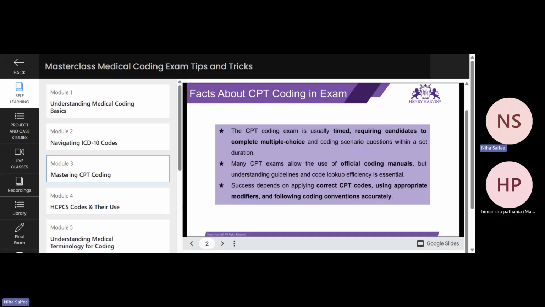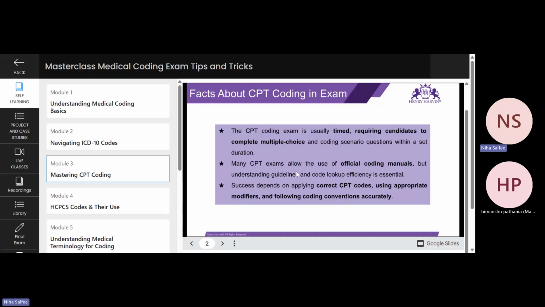So CPT is current procedural terminology. That's the full form. Again, the CPT coding exam is also timed. When you give a CPC exam, you will have CPT codes and ICD codes, which will be asked. CPT codes usually carry the maximum percentage of questions, so maximum weightage is on the CPT codes. It is timed. Obviously, every exam has to be completed during a specified time. And there are multiple choice questions.